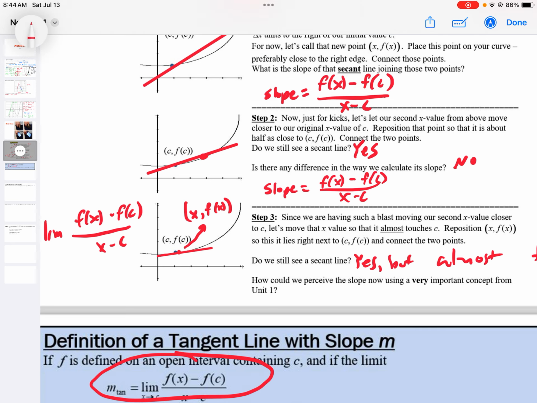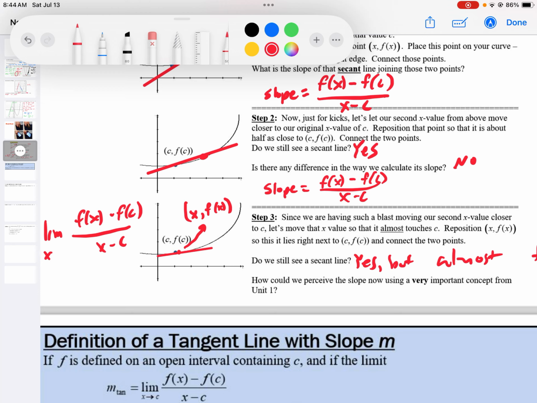So I'm going to say the limit, and you might have cheated and looked down here. The limit as x approaches c of this is going to equal the slope of the tangent line, which is going to wind up being, we'll talk about this more in the next lesson, the instantaneous rate of change, which is also going to be our definition of a derivative. So that's our first major calculus idea: the limit as the x numbers are approaching c.